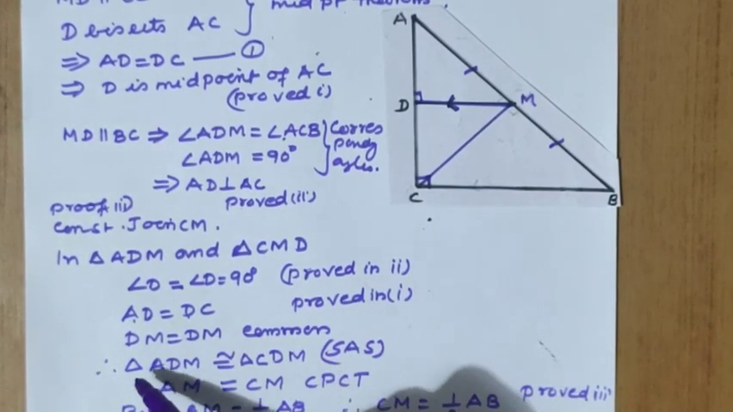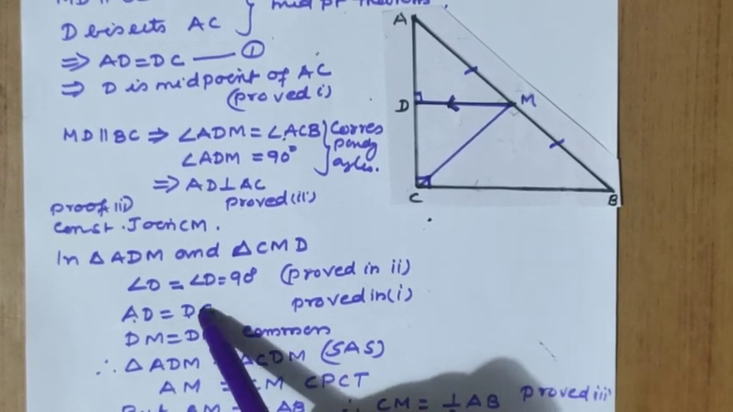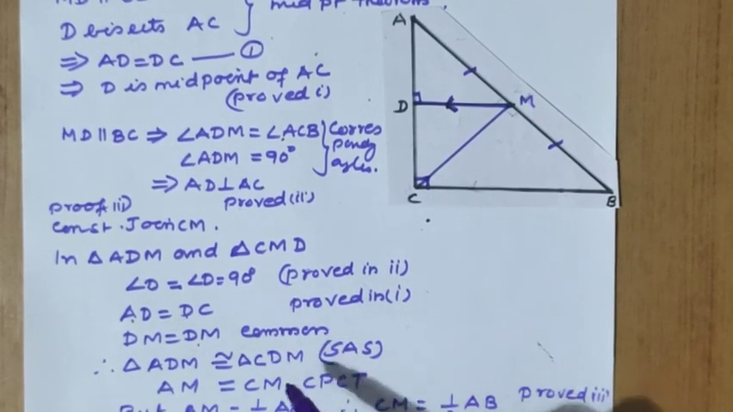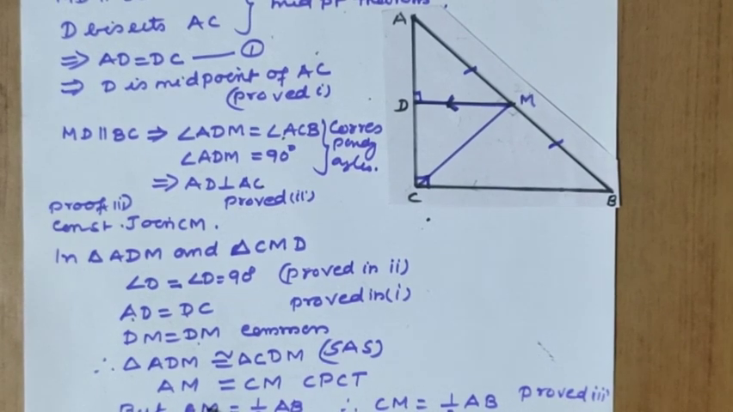Now what is the third side? DM equal to DM, common. Now we got two sides and one included angle. So triangle ADM congruent to triangle CDM, SAS criteria. Therefore AM and CM are equal by CPCT. What is AM? AM equal to half AB. So CM equal to half AB.